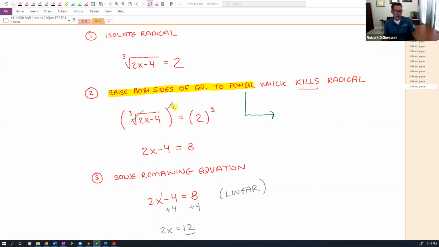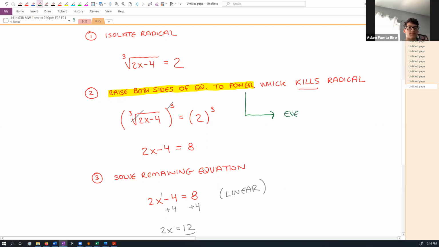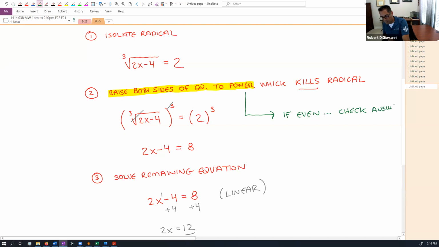What I'm referring to though is something I asked because I'm curious if you remember this. When you raise both sides of the equation to an even power, an even number like 2, 4, 6, 8, 10, anytime you do an even power on both sides, you must check your answers. If you do an odd power, you don't need to check your answer. But if that power is even, check answers. The reason why you have to check your answers if it's an even power is because you may introduce what are called extraneous solutions. Let me illustrate with an example where we're going to have to check the answers.